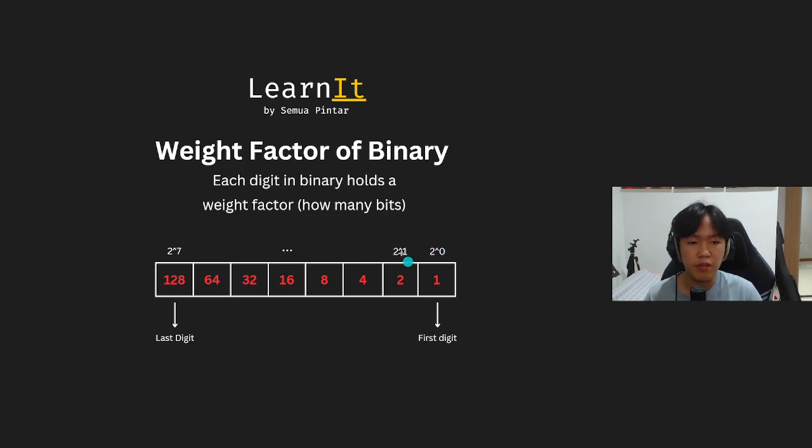Going to the left here, we have 2 to the power of 1, and that holds a weight factor of 2. Continuing to the left, it's always going to be 2 to the power of n. So in here, it's going to be 2 to the power of 2, which is 4, then 8, 16, 32, 64, up until 128 if it is 8 digits. If it continues, then it's going to be 2 to the power of 8, which is 256, 512 for the 10th digit, and so on. That's what weight factor is, and it will be extremely crucial, especially when understanding conversions between binary and denary. So make sure you keep this in note.